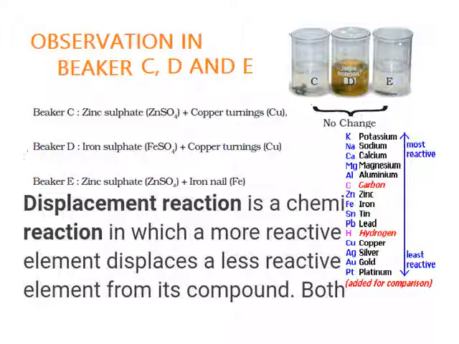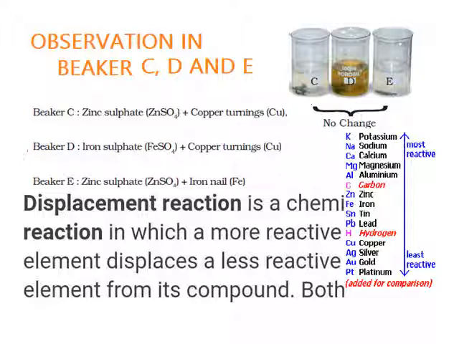Now let us see what is happening in beaker 1. In beaker 1 we have taken zinc and copper sulfate solution. So zinc and copper sulfate. Zinc is the most reactive. In the reactivity series we have just now seen, zinc is the more reactive. That's why it is reacting with copper sulfate and there is a reaction taking place.